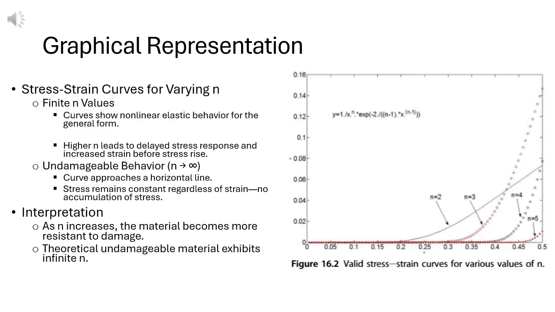In order to visualize the effect of the order of our energy equation, we can use this plot to see that as our n increases, we are slowly approaching a horizontal line. As it approaches that horizontal line, stress remains constant regardless of strain, such that there's no accumulation of stress. This means that as n increases, the material becomes more resistant to damage, and there is a theoretical limit as n approaches infinity where the material is undamageable as it does not accumulate stress.